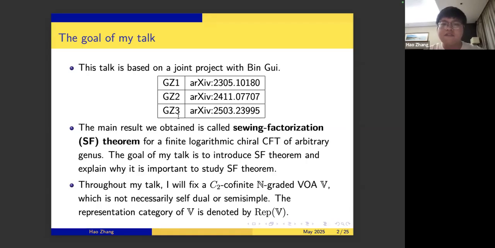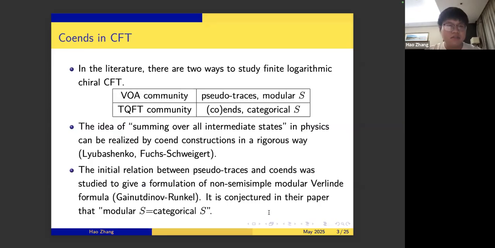Since we are going to talk about a finite logarithmic chiral CFT, throughout my talk I will fix a C2-cofinite ungraded VOA V, but I will not assume that it is self-dual or rational. I will denote the representation category of V by rep V. By Huang-Lepowsky-Zhang, rep V is a braided tensor category, and the tensor product in this tensor category is usually denoted as the fusion product, that is, the box times symbol in LaTeX.